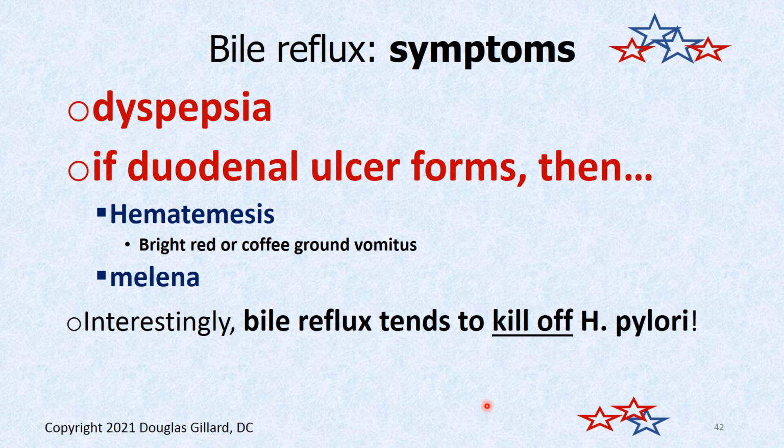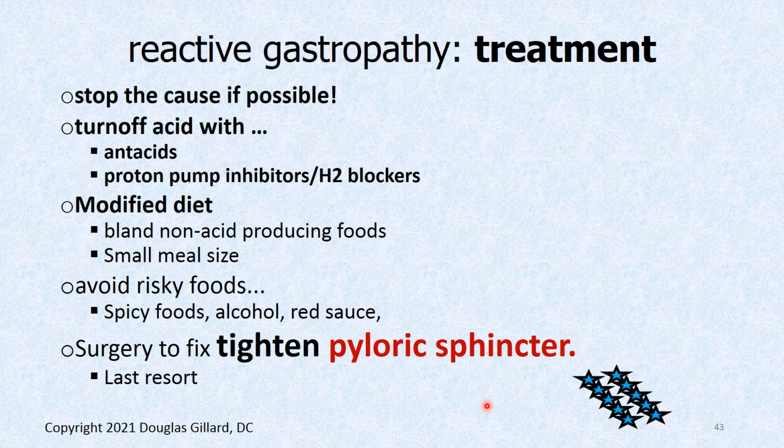What are the symptoms? Well, upset stomach or dyspepsia is the classic symptom. If the duodenum gets involved, you can start to get some blood, whether it be red or coffee grounds, depending how long it sits in your stomach, but you can start vomiting blood, hematemesis. If some of the blood goes through the intestine, gets processed, it can look tarry when it comes out in the stool, giving you a tarry stool. That's melena. We've talked about that before. One thing about bile reflux, it'll kill off HP. Even HP can't stand the bile, so that's not a recommended treatment for HP, though, of course.